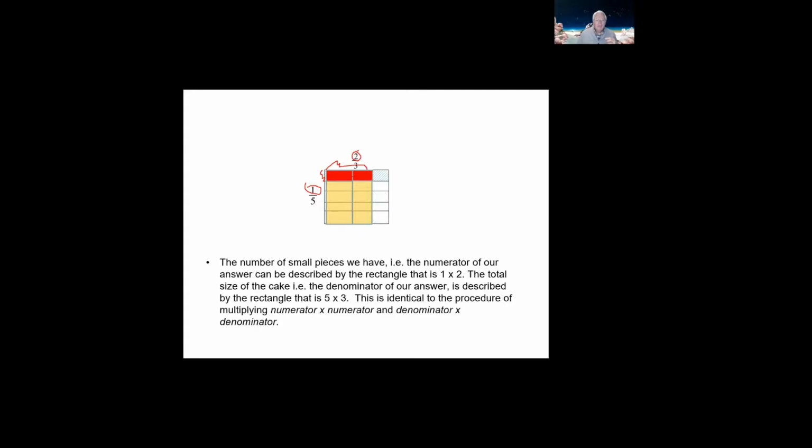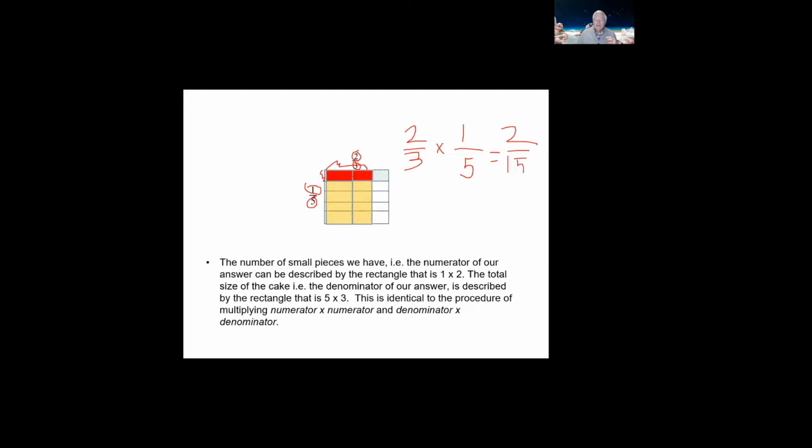How big is our piece on the bottom, the whole cake? Well, we've already done this a few times. It's 5 in one direction by 3 in the other. So hopefully this will remind you of a few things, that if we take 2/3 times 1/5, and we're just using the old school way of multiplication, remember you'd say 2 times 1 is 2, 3 times 5 is 15.